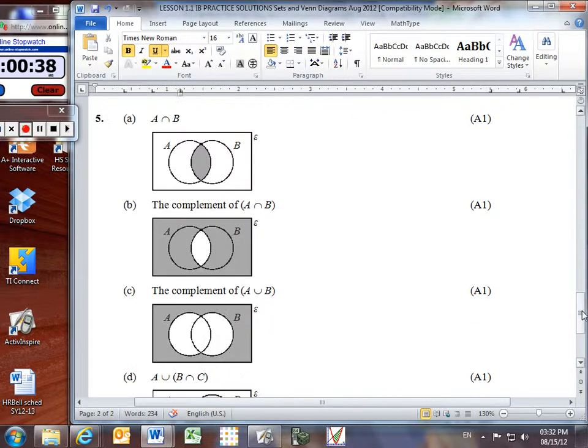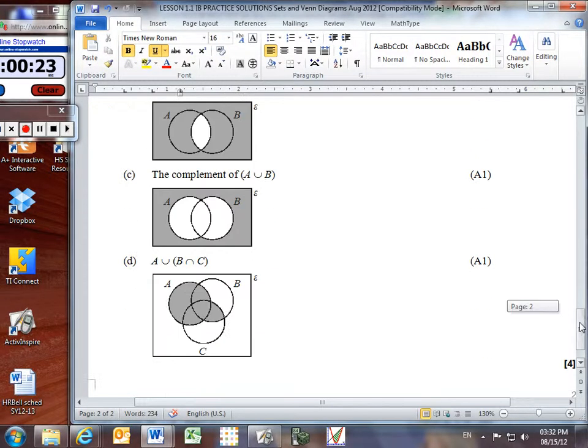And lastly, number 5. This is the shaded region of A intersection B, the region that exists in both A and B at the same time. And here's the complement of A intersection B, everything outside that intersection. A union B is everything inside both A or B, so the complement is everything outside that MasterCard symbol. And lastly, we first figured out what B intersection C was. It's this region here. And then lastly, we added on region A to get that shaded region.